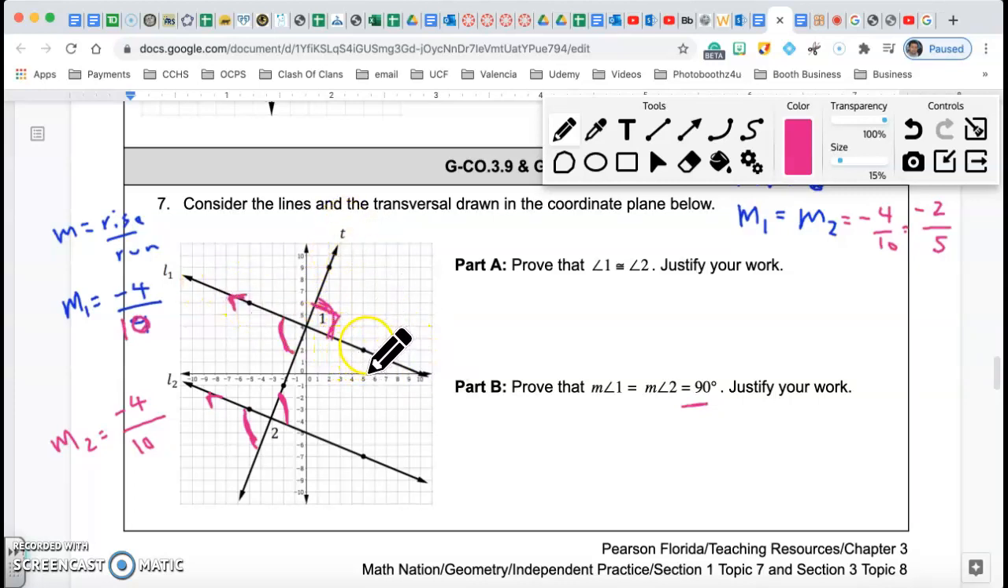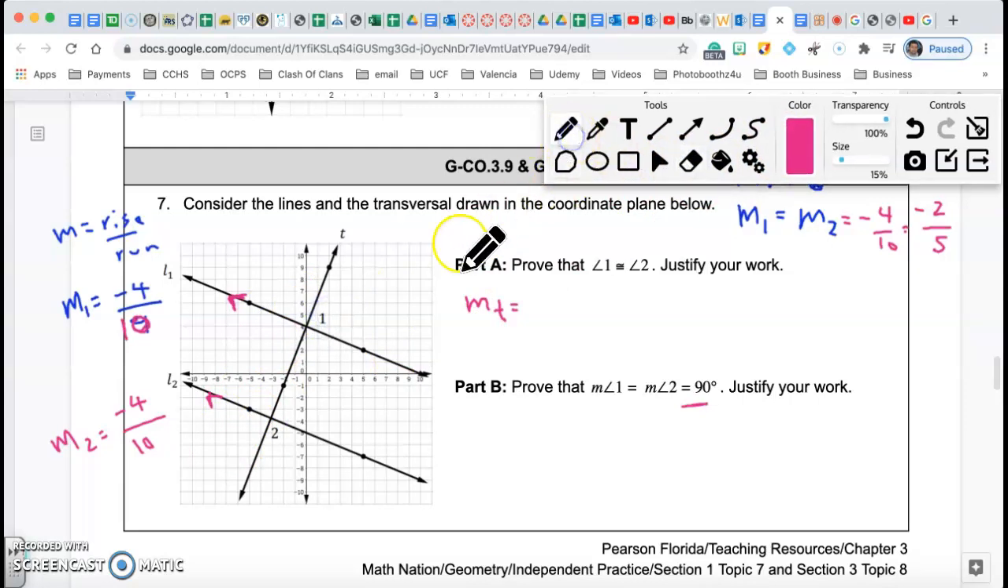are perpendicular lines. Okay, I already have the slope of line 1. I need to find the slope of line T. If I find the slope of line T, okay, and it's a negative reciprocal to slope of line 1, then I can prove that they're perpendicular and therefore that the angles are 90. So let's find the slope of line T. Okay, so slope of line T.